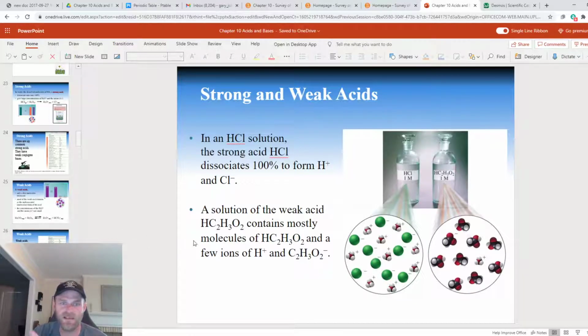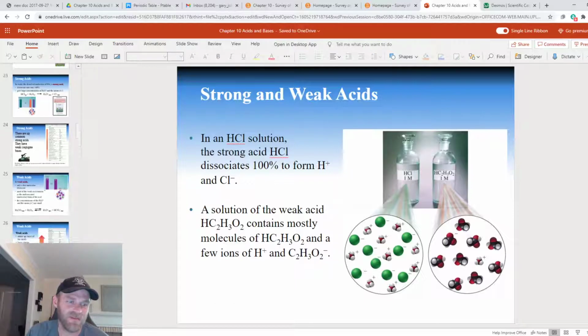Okay, just reiterating that point, right? HCl dissociates completely, makes 100% H plus and chloride ions. Acetic acid doesn't all break down. Most of it is still HC2H3O2, and then a few of it actually breaks apart the H and becomes H plus and C2H3O2 minus. Okay.